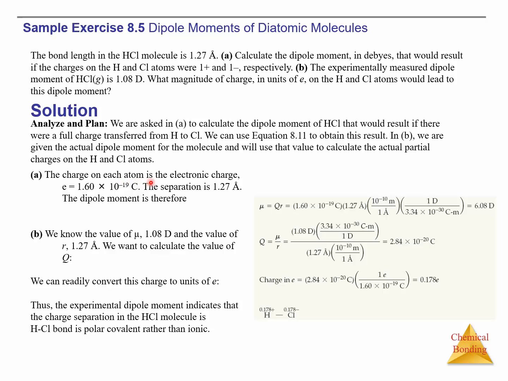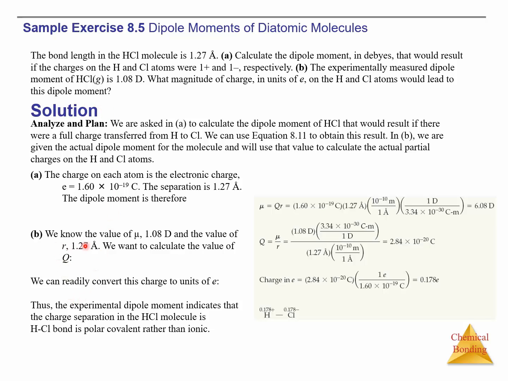Notice, the charge on each atom is the electronic charge, as I said, e equals 1.60 times 10 to the minus 19 coulomb. The separation is 1.27 angstrom. So the dipole moment, mu, can be calculated in this way. It's equal to 6.08 debyes. Now, this is if the charges are +1 and -1, but the experimentally measured dipole moment of HCl is only 1.08 debyes. What magnitude of charge in units of electron on the H and Cl atoms would lead to this dipole moment?